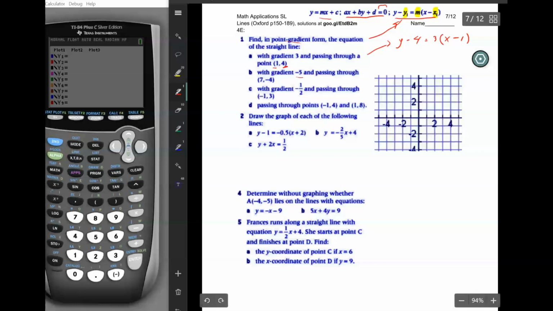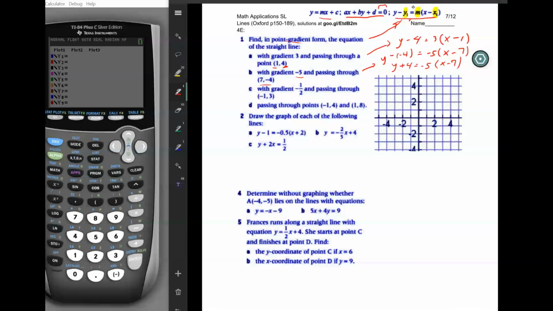Next, they said the gradient -5 and passing through (7, -4). So again, you're just going to fill in these yellow fields. You're going to put y minus -4. It's kind of tricky because it's -4, so I need to put y minus -4. And then equals, and the gradient is -5, and then x minus 7, right? And maybe, if you want to simplify it a little bit, instead of putting minus -4, you could put y plus 4 equals -5 times (x minus 7). Okay? So that's that one.